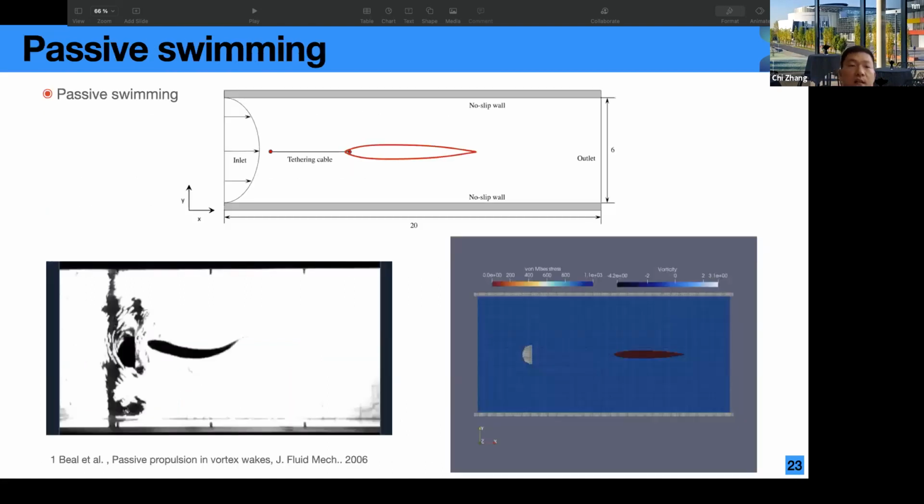Here are the results by coupling SPHinXsys with SimBody. We have a fish and we have some inflow, and we steer the fish head with a fixed point. As you can see here, this is the experimental result, and we have a half cylinder here to generate a wake, and then this is the numerical result. As you can see here, during the deformation of the fish, it can extract or harvest some energy from the flow, and then swim forward. We successfully simulated these results.